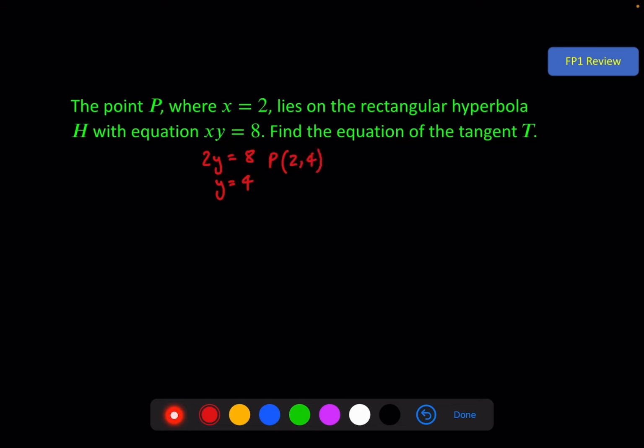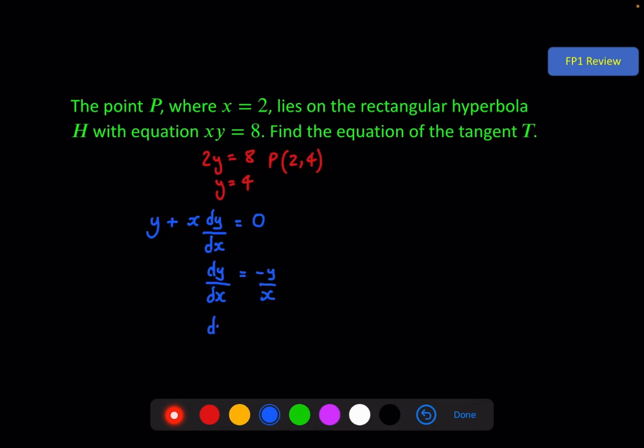Now to find the equation of the tangent, I do the same thing I always do. I differentiate the equation, plug in the numbers for the coordinate to find the gradient, and then use my line equation. So to differentiate this, I'm going to use implicit differentiation. We need to use the product rule as well. So if we differentiate x and we leave y alone, we get 1y. And then we have to leave x alone and differentiate y, which is dy by dx. And on the right, differentiate 8 to give 0. So dy by dx is equal to minus y over x.